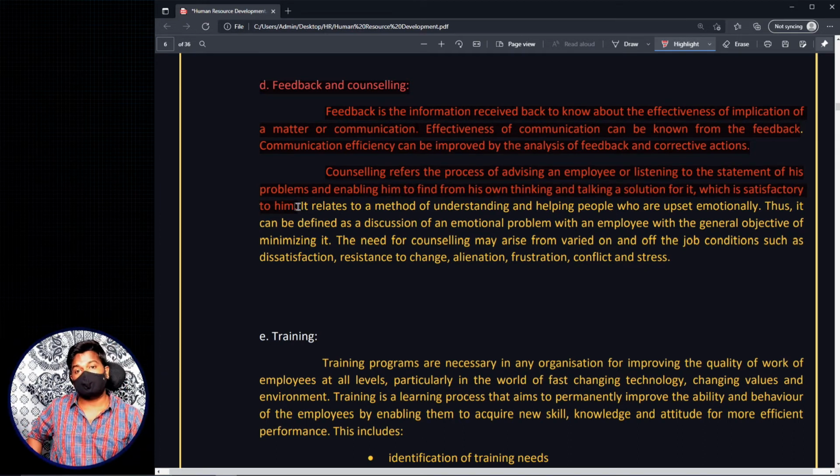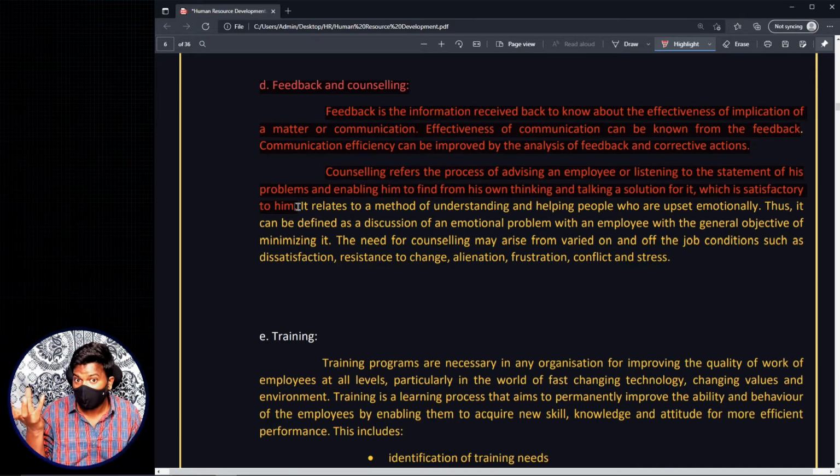Why do most people say that counseling is satisfactory? Because, as I just told you what happens in counseling: there is a counselor, and a troubled employee comes for counseling. The counselor will try to create a positive environment where the employee starts telling his problem. Based on the different ideas and ways of thinking created by the counselor, the troubled employee will start to think about different alternatives. The counselor creates that environment.